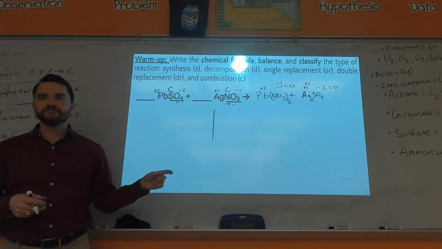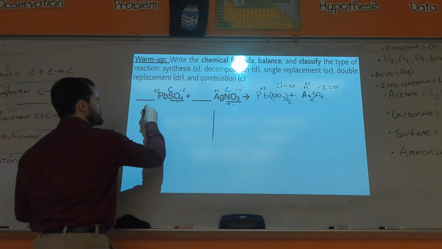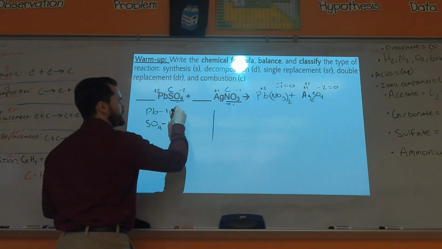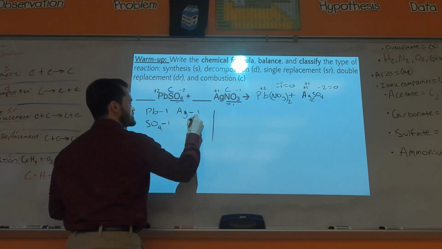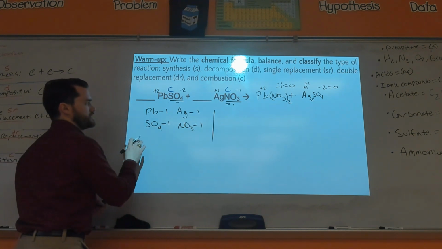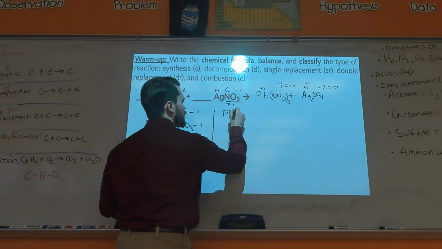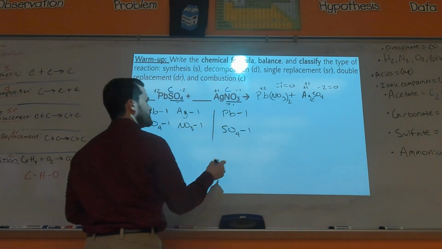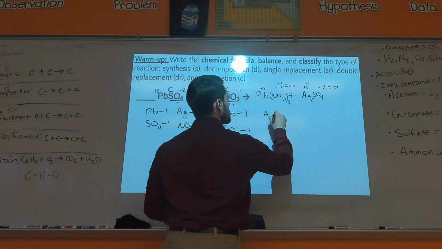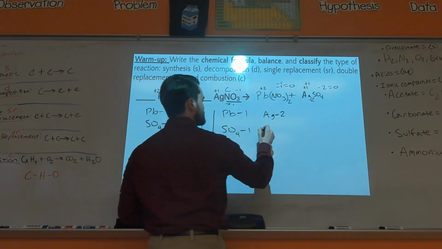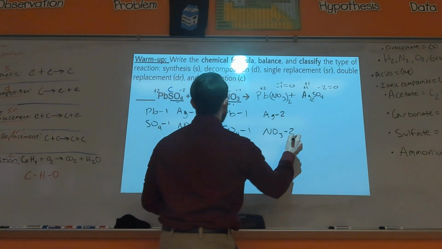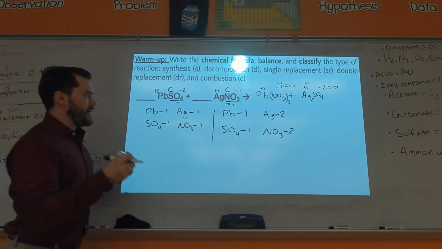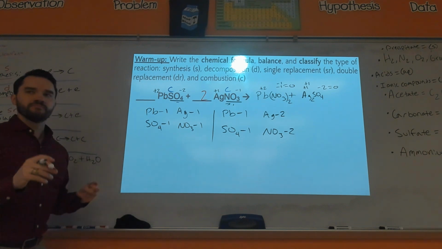All right, so balancing it, we got 1 lead, 1 sulfate, 1 silver, and 1 nitrate in our reactants. In our products, we have 1 lead, we have 1 sulfate, we have 2 silvers, and we have 2 nitrates. So this one's pretty simple, right? Because I got to get these two to be 2, and if I just put a 2 there, we'd be good.